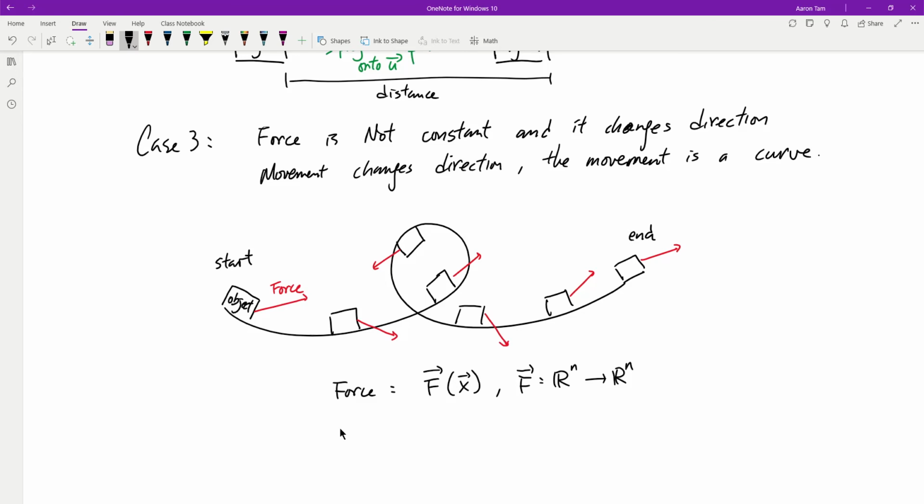Okay? Then how about the curve? The curve will be given by the function g of t, where g goes from R to Rn. This parametrization of the curve could be anything. It could be a straight line, could be a curve, could be a loop, could be anything we like. In this case, we will define t to go between some number a and some number b, so that we have a beginning and end point.